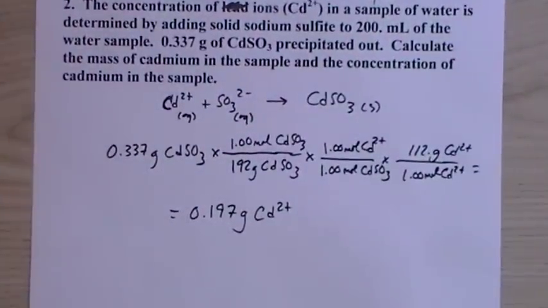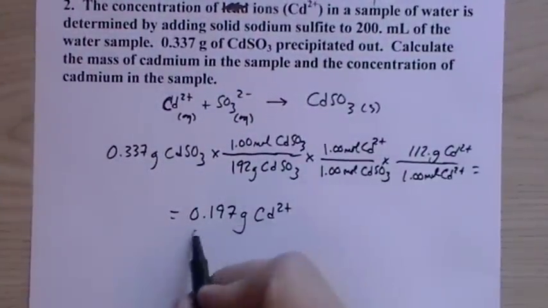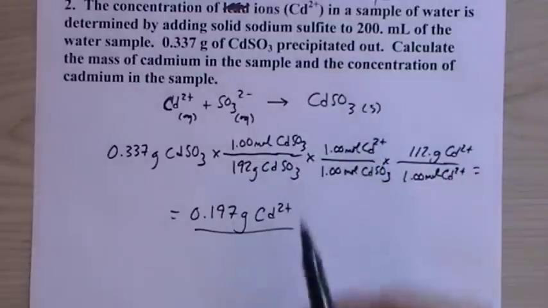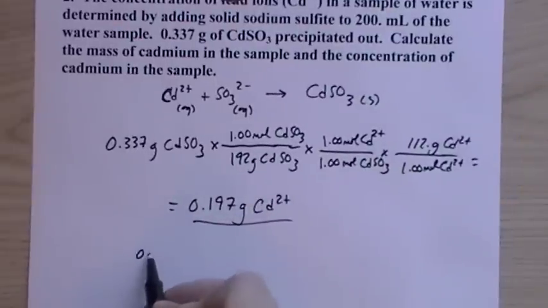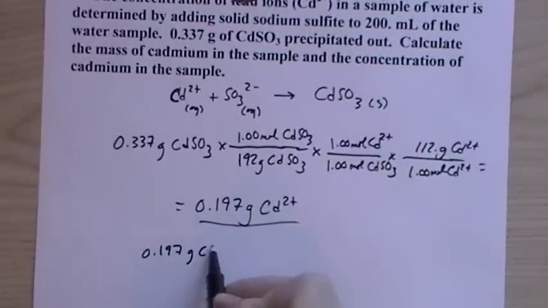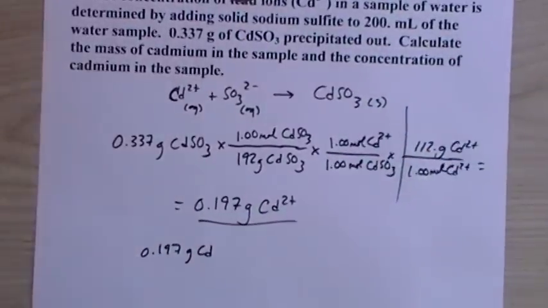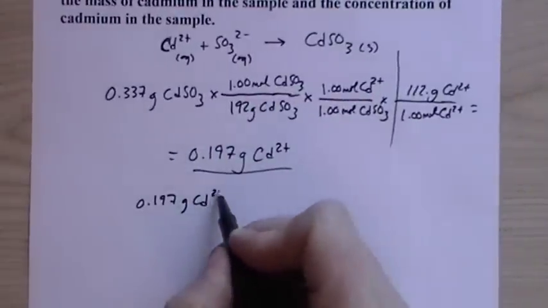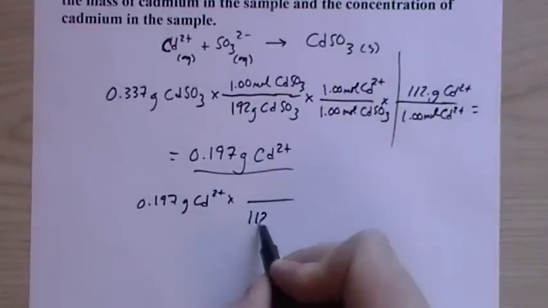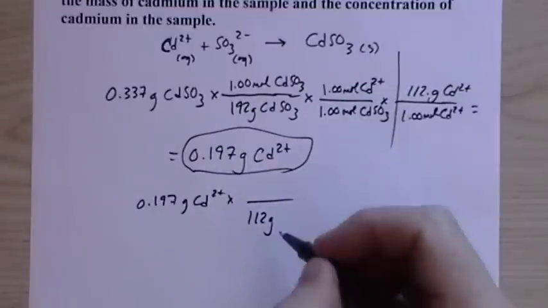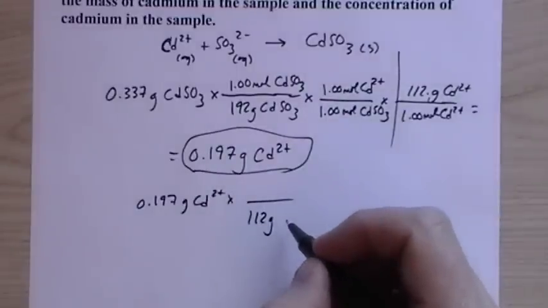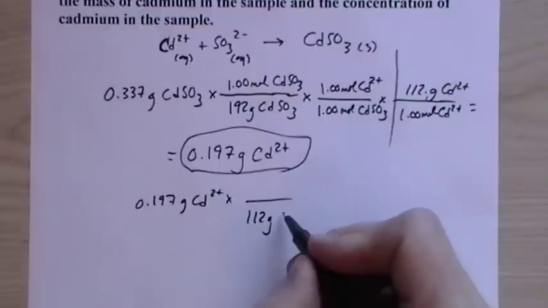And this is the mass of the cadmium, that's what we're after, and then the concentration of cadmium. Well, fortunately we had to find the mass first, so now we have to convert back to moles. That's what we would have had if we would have stopped there. But sometimes you have to backtrack, no big deal. So we found our first answer. There was 0.197 grams of cadmium present in the 200 mils.